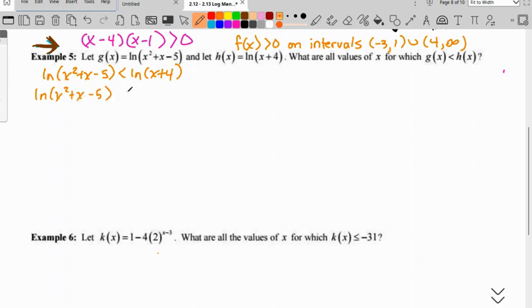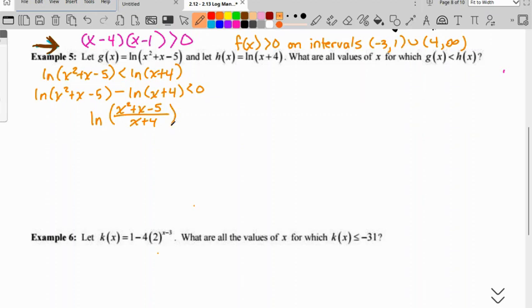Now I'm going to show every step of this so that I don't lose you guys. But did anybody have their mind start going as soon as we wrote subtract? Did your little algebra eyes start blinking? Because what are we going to do with that subtraction? We're going to rewrite it as the quotient. The difference of logs is the log of their quotient. So that's the natural log of x squared plus x minus 5 over x plus 4.